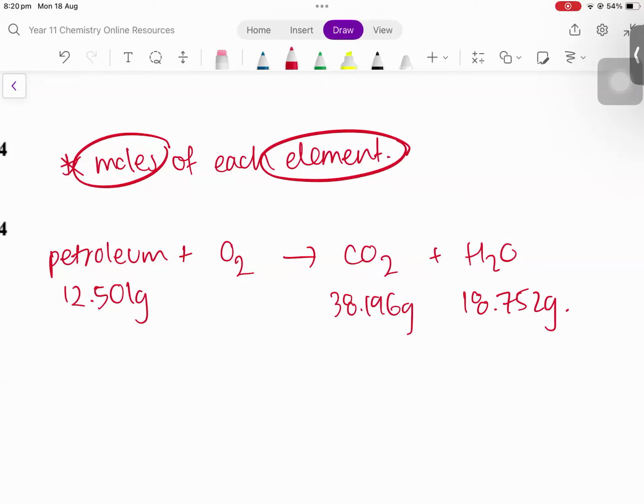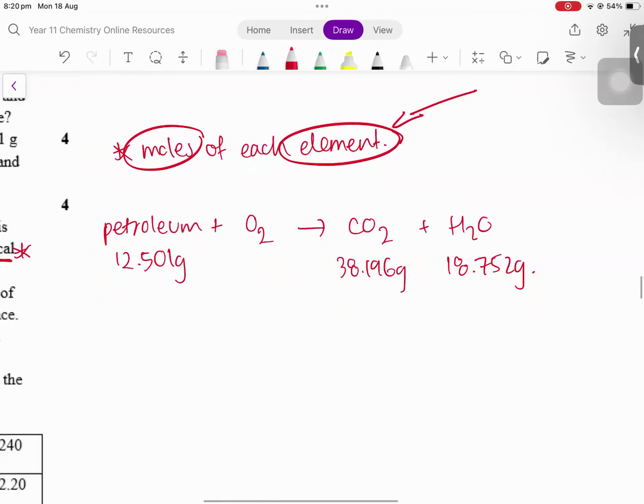Getting the element first is probably a good idea. Okay, it's like, what's the point of getting a number for moles if you don't know what element it belongs to? Okay, so let's deal with this one first. All right. What elements are you even looking for the moles of? What elements exist inside the petroleum?